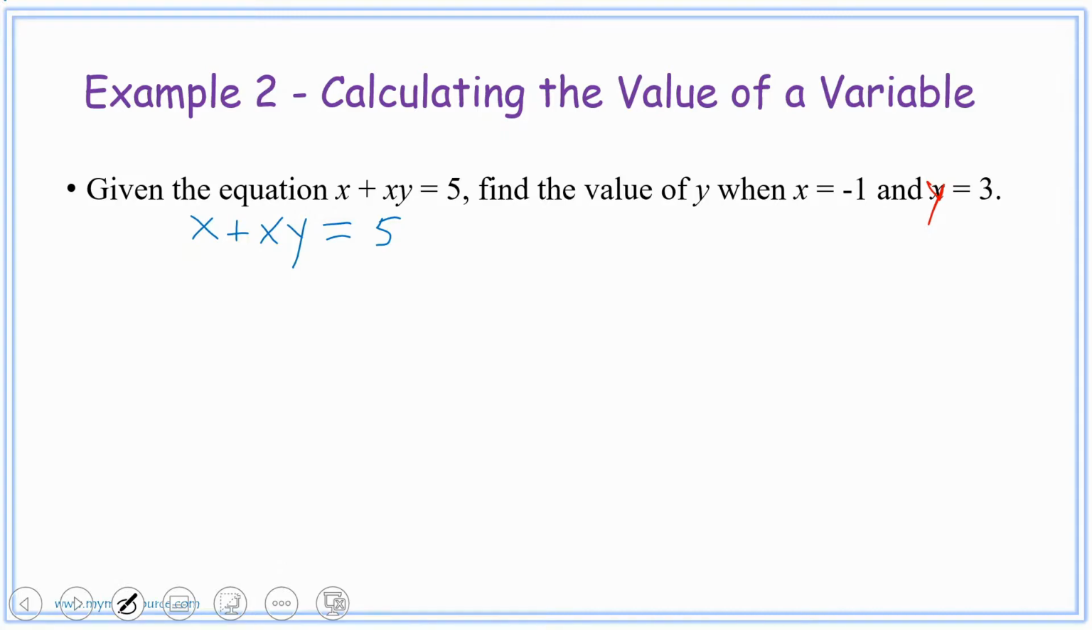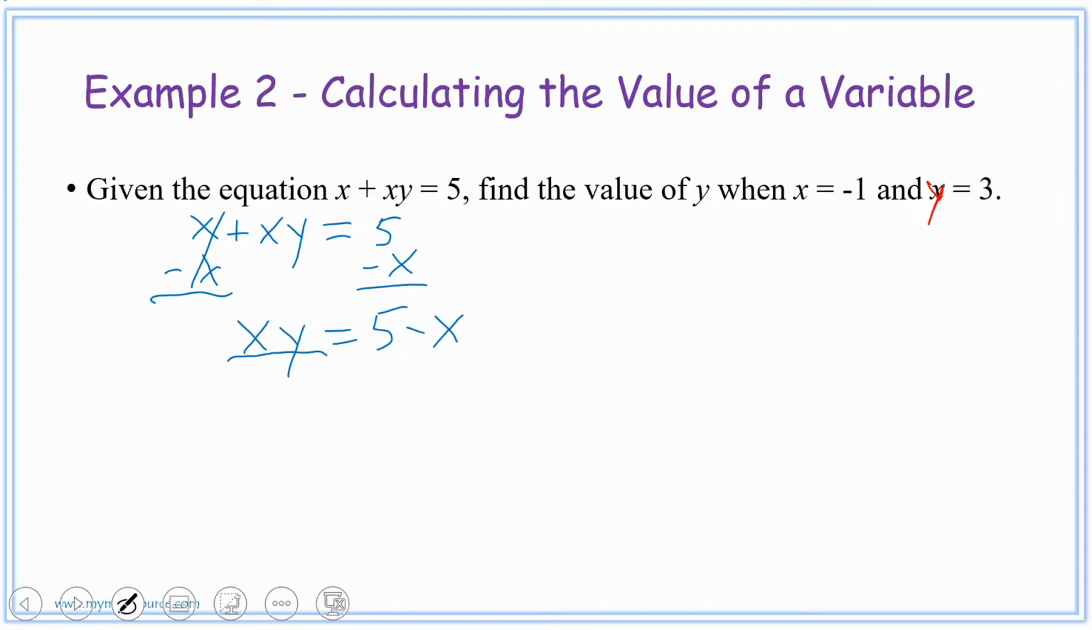So what we can do here is move the x over, so we can subtract x on both sides, as the y is already on the left and it's positive. So these will cancel. And on the left side, we're just left with x times y equals 5 subtract x. And then what we want to do is get that y by itself.